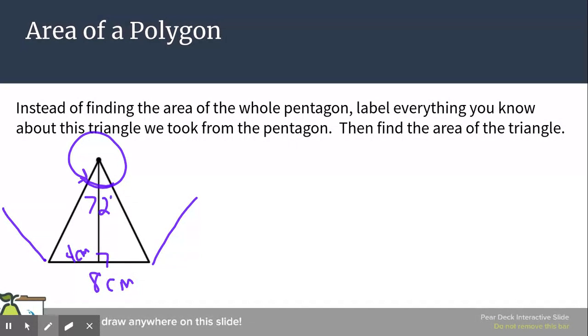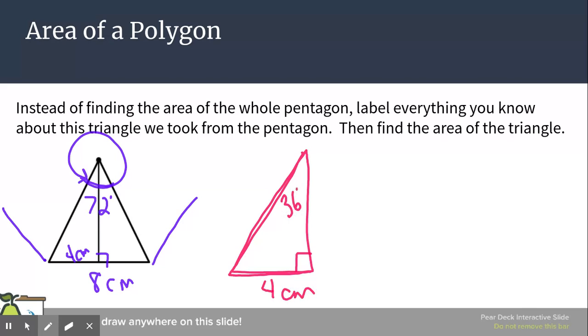If I go one step further and consider just one of these triangles by themselves, maybe in a different color here, this triangle on the left, I've got a 90-degree angle here. I've got a 4 centimeter side here. And I know that this would then be 36 degrees because that's just half of the 72 that I had before. What I really want to know is this height, right?